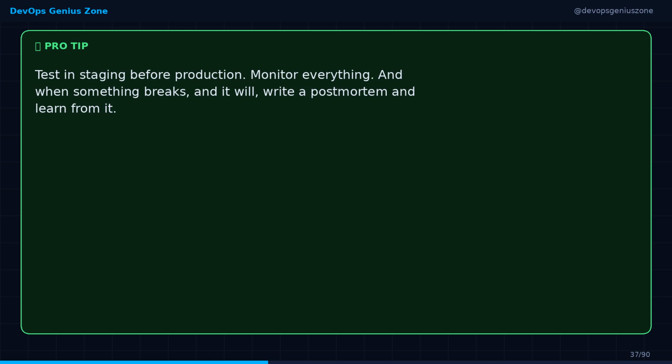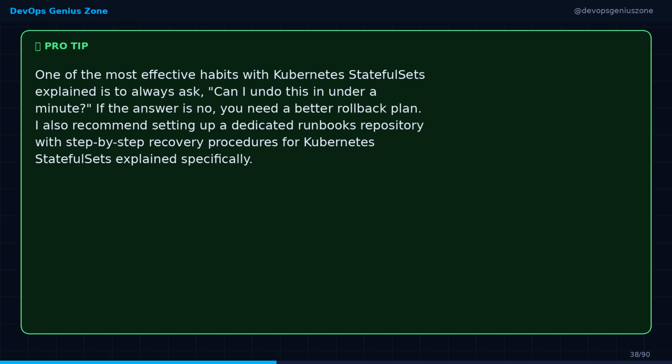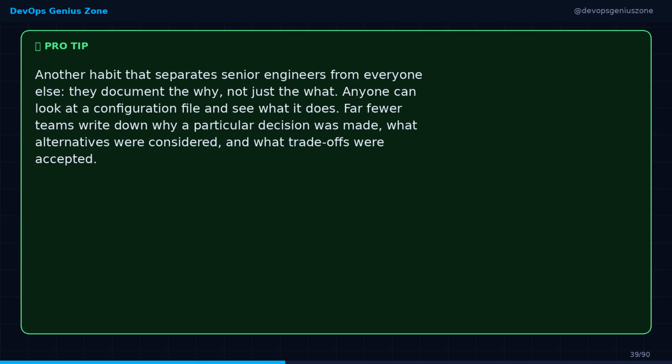Another habit that separates senior engineers from everyone else, they document the why, not just the what. Anyone can look at a configuration file and see what it does. Far fewer teams write down why a particular decision was made, what alternatives were considered, and what trade-offs were accepted. 6 months later, when someone wants to change that configuration, that context is the difference between a confident change and a nervous one. With Kubernetes StatefulSets Explained, I strongly recommend a short comment or linked doc next to any non-obvious decision explaining the reasoning behind it.